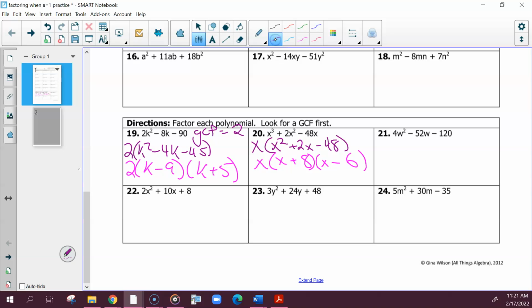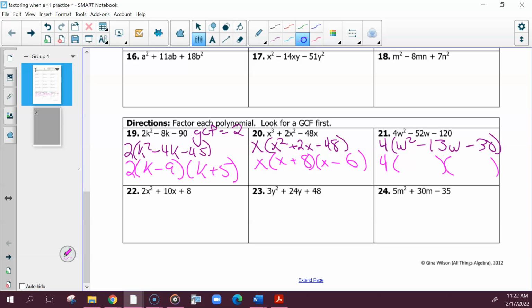For number 21, what do these 3 have in common? 4. So if we divide all 3 by 4, what's left? W squared for the first one. And then negative 13w, yes. And then negative 3. So we would bring down that 4.